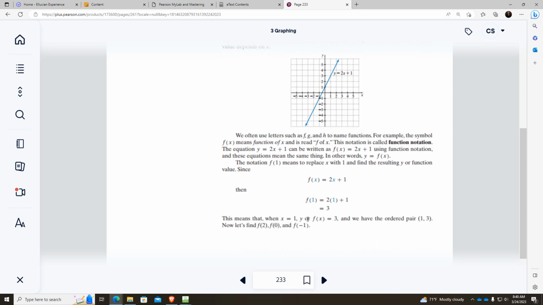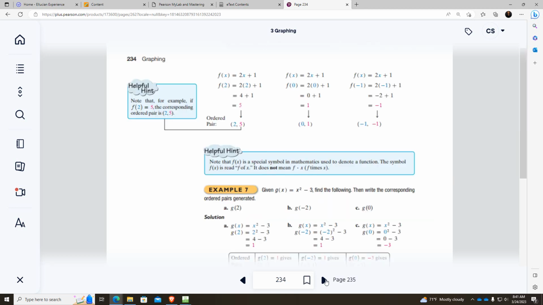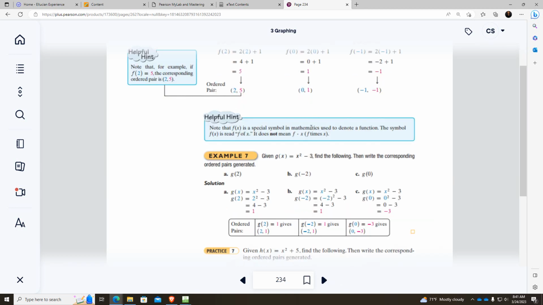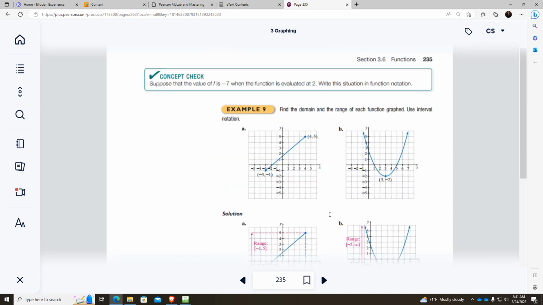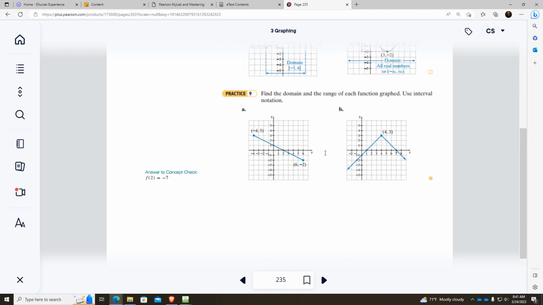So this corresponds to an ordered pair. When x is 1, f of x is 3, or the y value is 3, and so you get the ordered pair 1, 3. So we'll be using function notation to get you to plug in x values, and then once you plug in those x values, you get a y value, and then that y value will give you the ordered pair. And I think that will probably be the majority of what we're looking at in this section. And then we will jump over to My Math Lab and just practice.